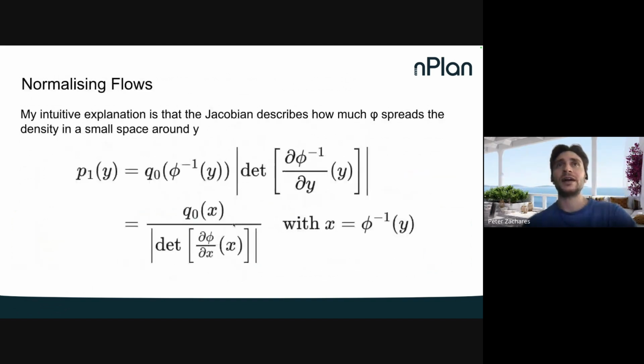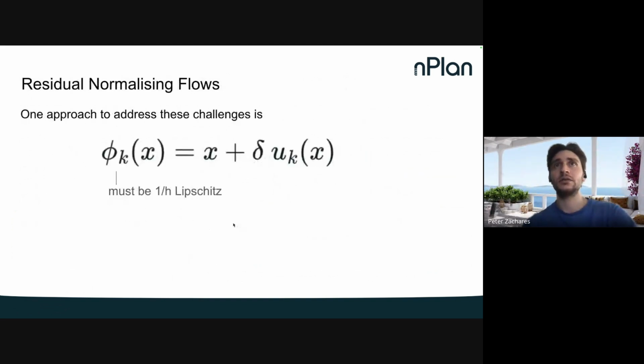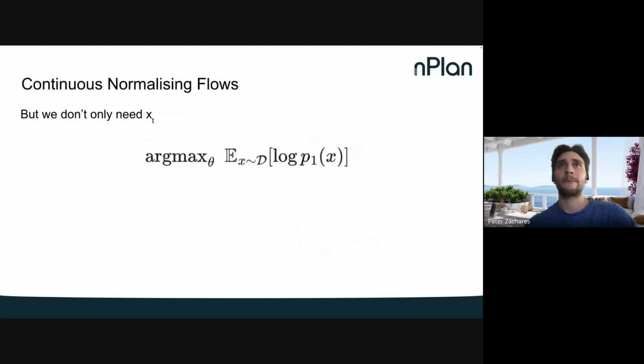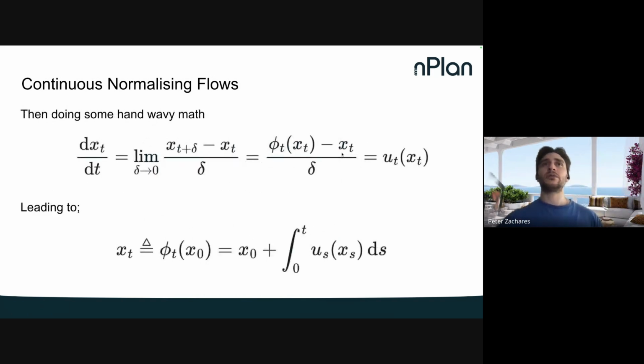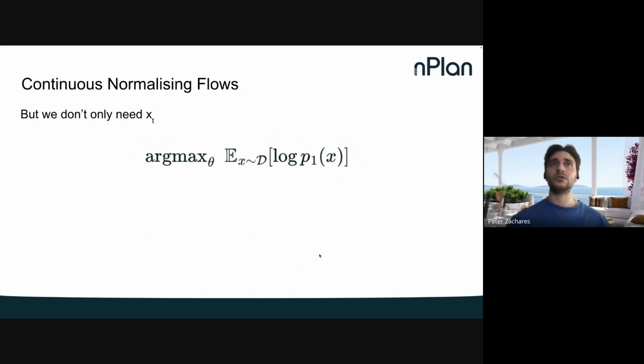We train the model by maximizing the likelihood of x1. So we need to be able to compute the likelihood of x1 for this new approach where we're defining a continuous normalizing flow with this residual network U.